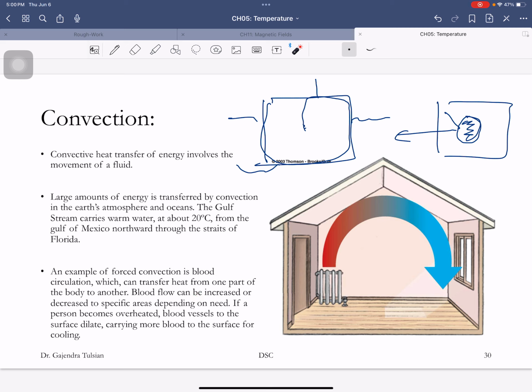Blood flow can be increased or decreased to specific areas depending on the need. If a person becomes overheated, blood vessels to the surface dilate, carrying more blood to the surface for dissipation of heat. So our body's cooling system is quite sophisticated.